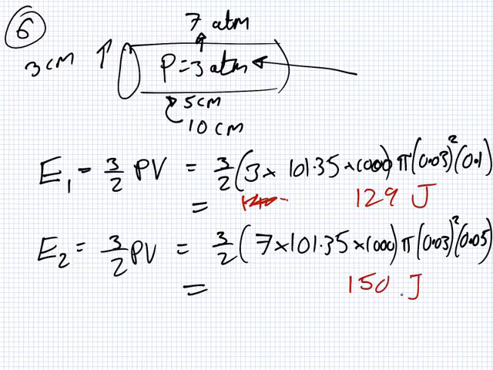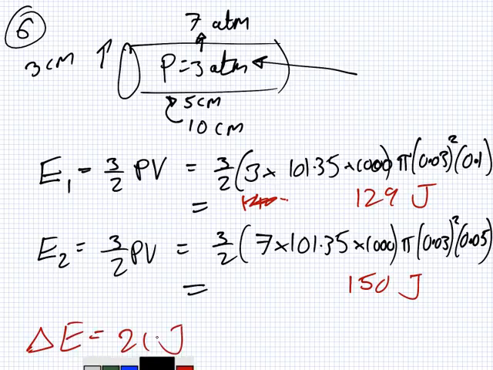And what was my first question? How much work was done? So the gas has increased in energy by 21 joules. This energy didn't just appear from nowhere. It came from the arm. The arm did the work and gave it an extra 21 joules. So the answer is 21 joules.